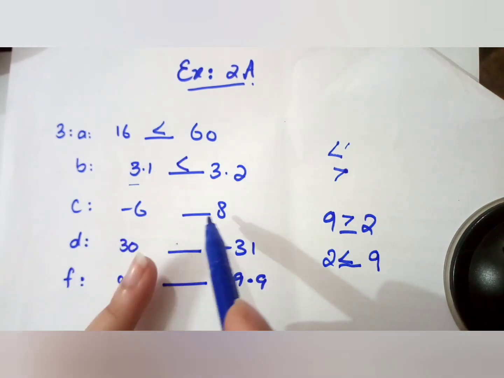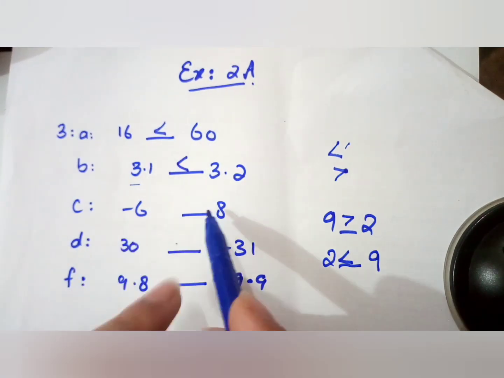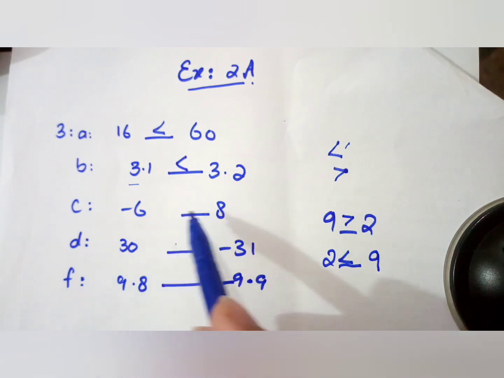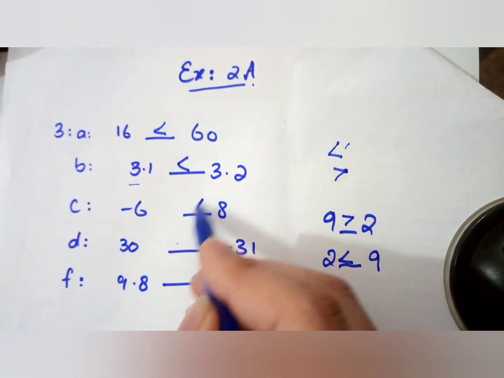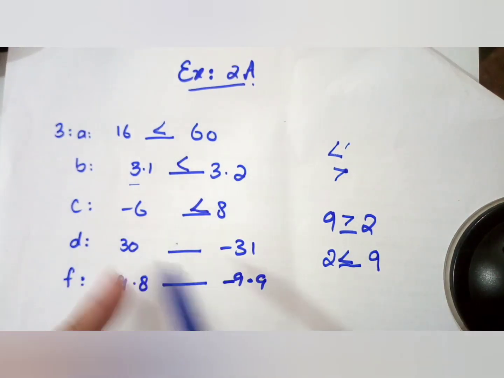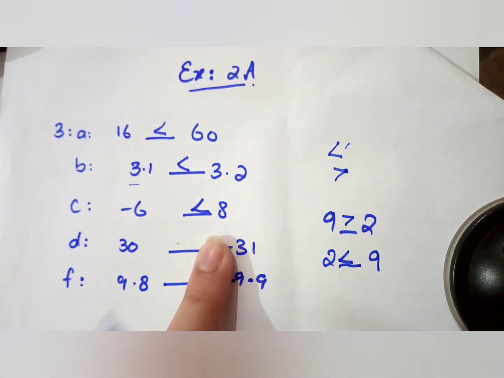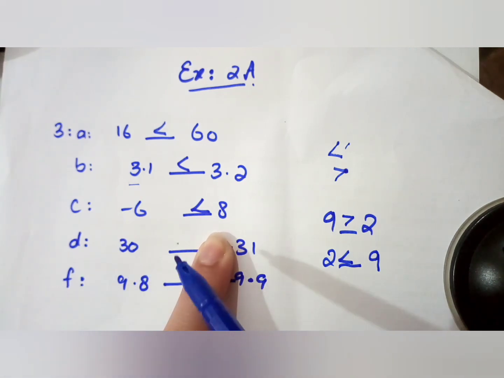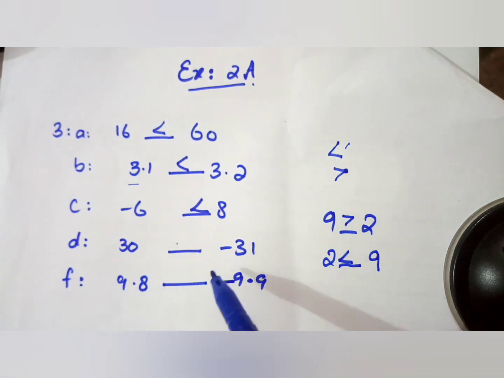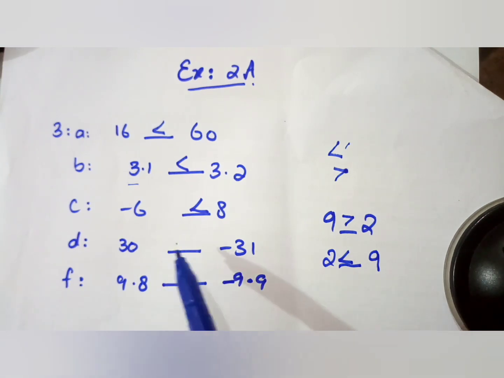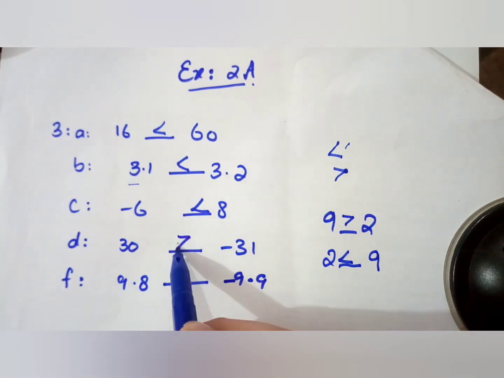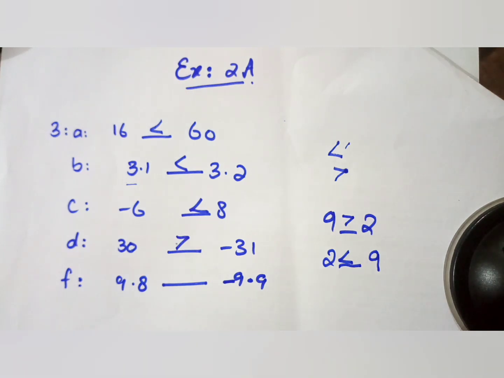Now minus 6 and 8. The greater term is 8 because positive numbers are greater than negative numbers. Then 30 and minus 31. If I hide the minus sign, 30 or 31, then definitely 31 is greater than 30. But whenever we place the minus sign, minus 31 is less than 30. So 30 is greater than minus 31. Now part F you will do by yourself, and part E will also be done by yourself.